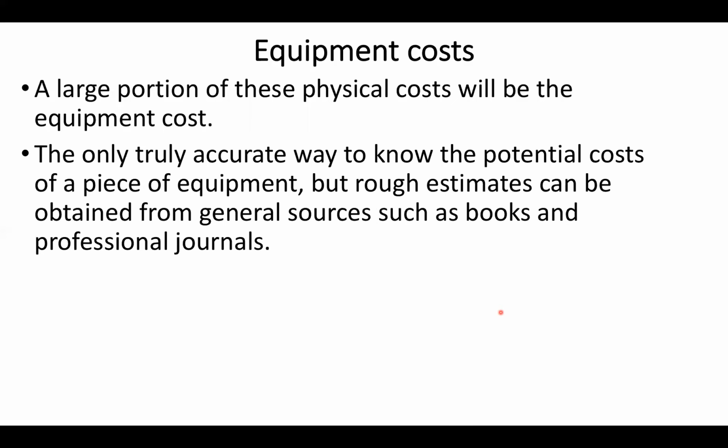It turns out the only true way to know our potential cost of a piece of equipment is to actually go out and do those estimates and buy it, which is one of the reasons why that's about 2% of our direct capital costs. But you can get a rough idea of what you're going to need to pay by using a lot of books and professional journals. And the Industrial Chemical Engineering Society is actually quite good at providing a lot of these.